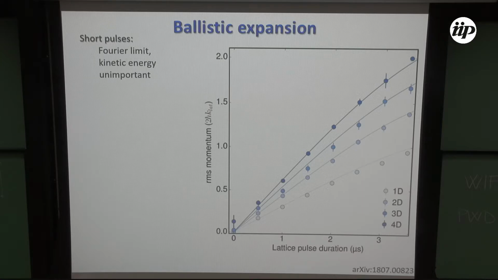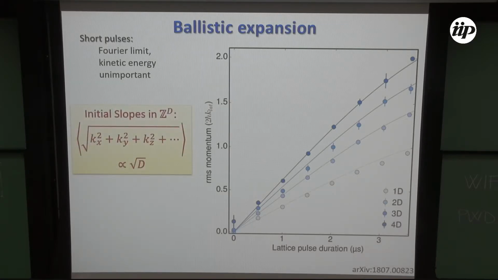If I think about very short pulses, the Fourier width of my pulse is so big that I can fully neglect the kinetic energy. So it's just a ballistic expansion in a homogeneous 1, 2, 3, or 4-dimensional synthetic lattice. And the neat trick is, if I think about Z to the D, the hypercubic lattices, the RMS width that I should get, so the square root of kx squared, ky squared, kz squared, and so on, should just scale as the square root of the dimension.